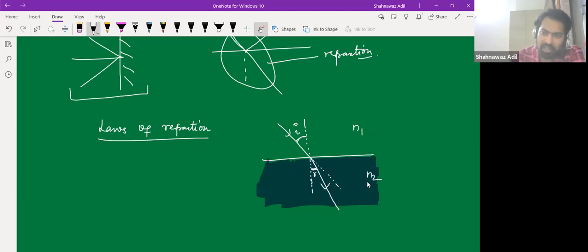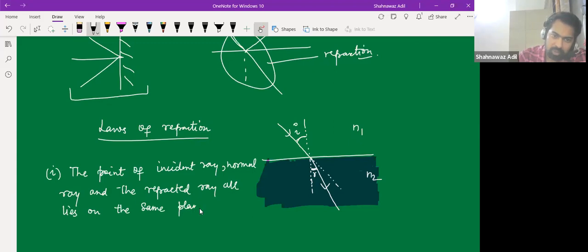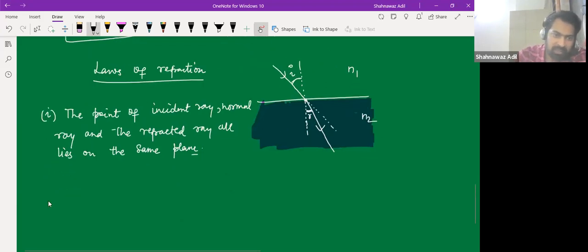That is the point. And these are the two refractive indices of these two regions. So the laws of refraction say, and this was given by Snell, that the point of incidence, the incident ray, the normal ray, and the refracted ray all lie in the same plane, right? So wherever this point is, the incident one, the refracted one, and the normal one are in the same plane. So this is the first point to remember, and this one is very crucial, right?